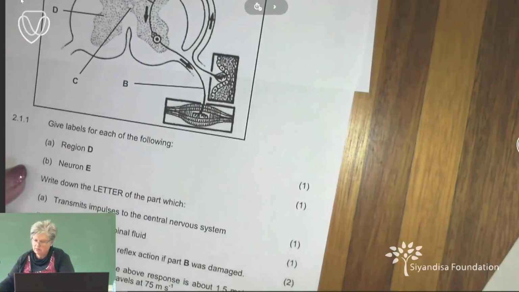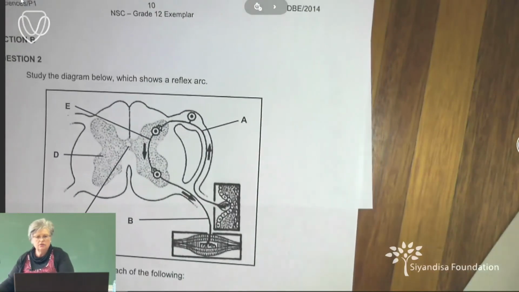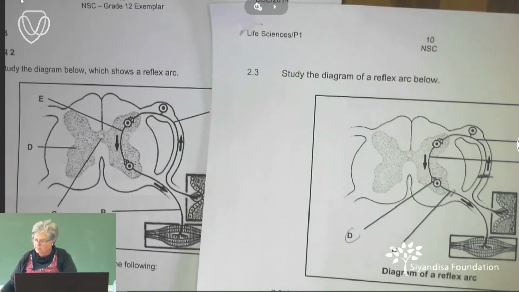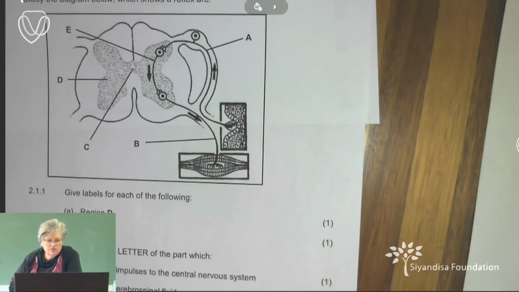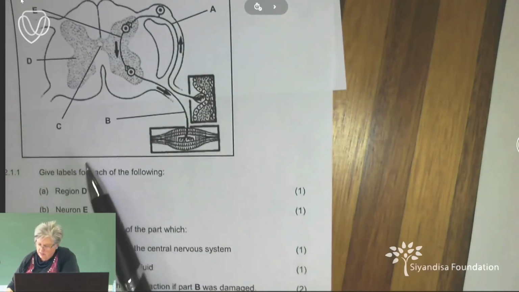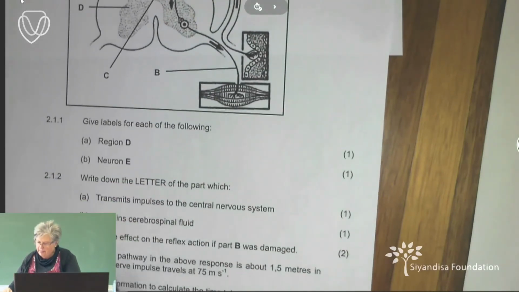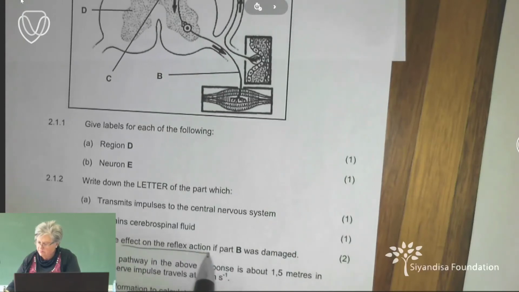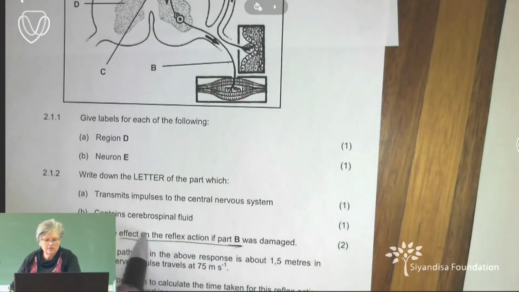I want to show you, this was in 2014 and this was in 2015. So you can see more or less the same type of question. Label each of the following regions. Region D, region E. Explain the effect on the reflex action if part B was damaged, higher cognitive.